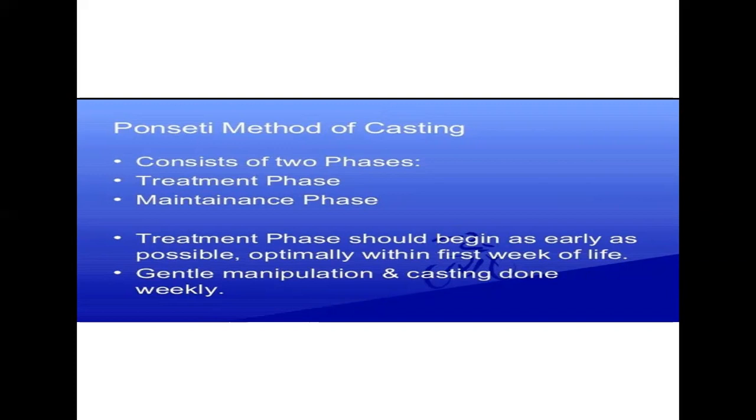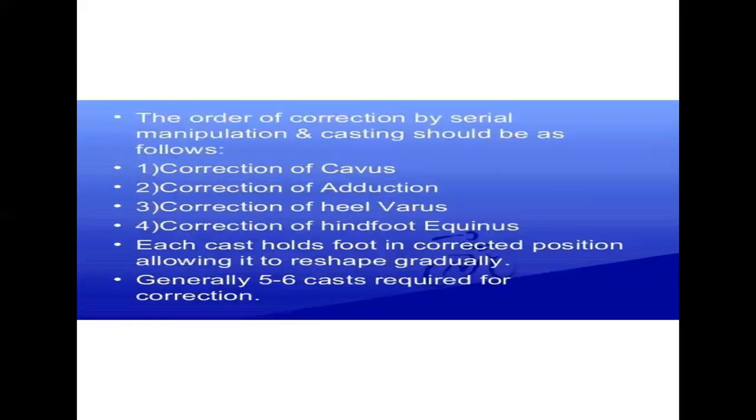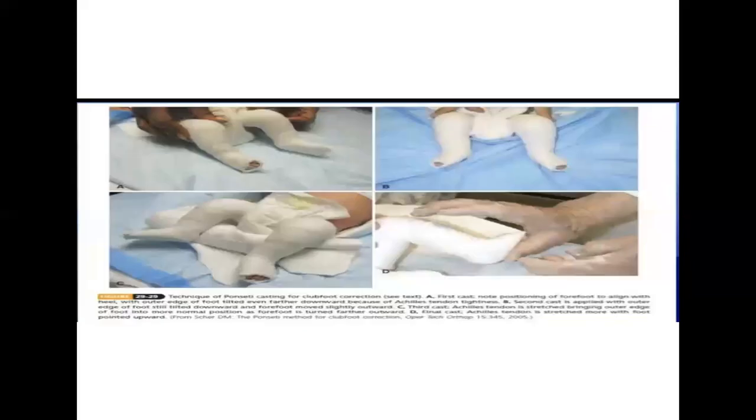Treatment phase should begin as early as possible, optimally within the first week of life. Gentle manipulation and casting are done weekly. The order of correction by serial manipulation and casting should be as follows: first, correction of cavus; then correction of adduction, correction of heel varus, and correction of hindfoot equinus. With each cast, hold the foot in the corrected position, allowing it to reshape gradually. Generally, 5 to 6 casts are required for correction.